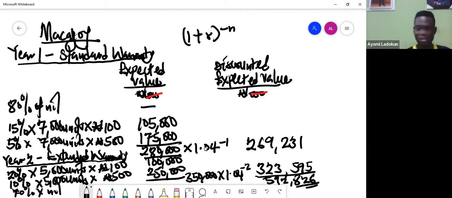So that's what that paper is saying. That's what the examiner wanted us to do. So you have the solution there. I just tried to demonstrate how it should be done. Then you have some other questions there as well that you can lay your hands on. So that is IAS37, provisions, contingent liabilities, and then contingent assets.